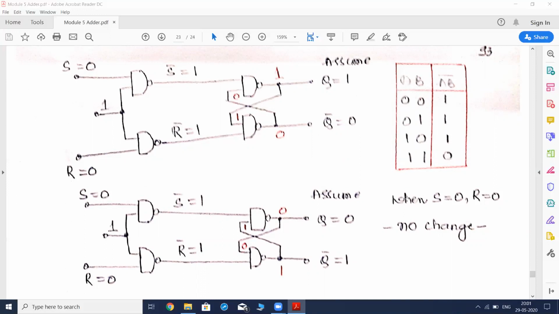So how to get this no change condition is that first we need to assume Q and Q bar. Let us first assume Q is equal to 1 and Q bar is equal to 0. And we have the two inputs, S is equal to 0 and R is equal to 0, and it is enabled. When it is enabled, here we are going to get 1, here also we will get 1.